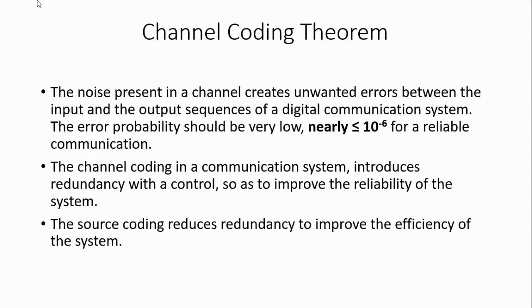The channel coding in a communication system introduces redundancy in a controlled way, so it improves the reliability of the system. The source coding theorem reduces the redundancy to improve the efficiency of the system. So to improve the reliability of the system, channel coding is used. To reduce the redundancy, we use the source coding theorem.